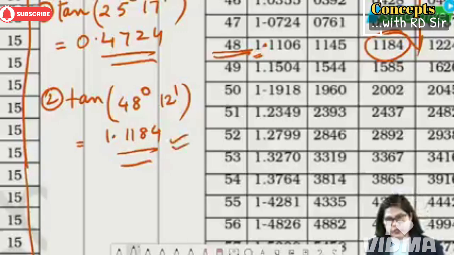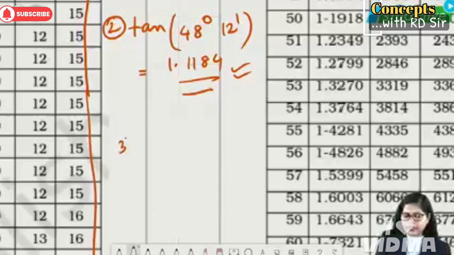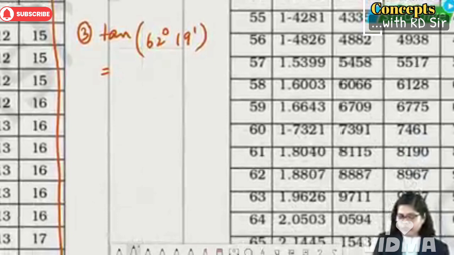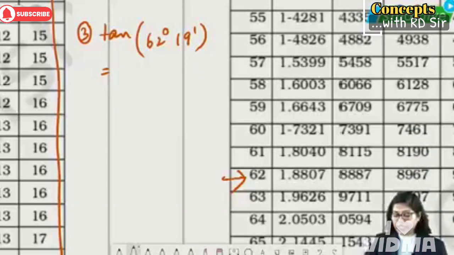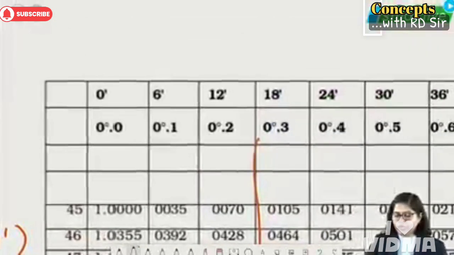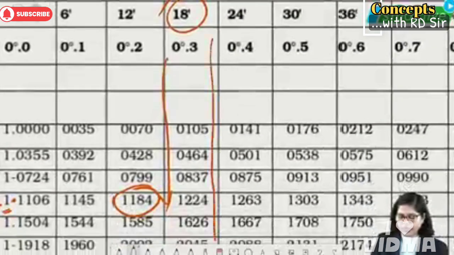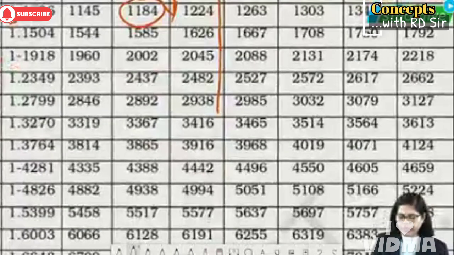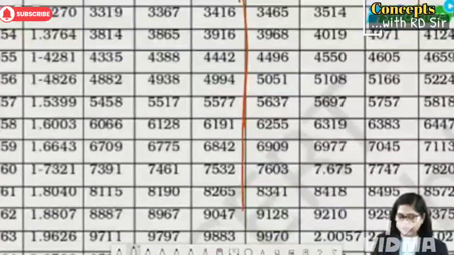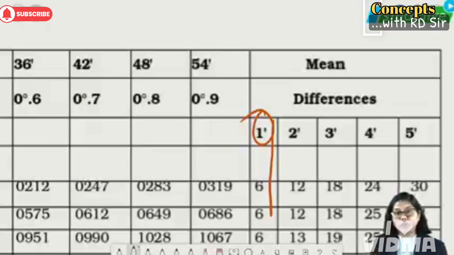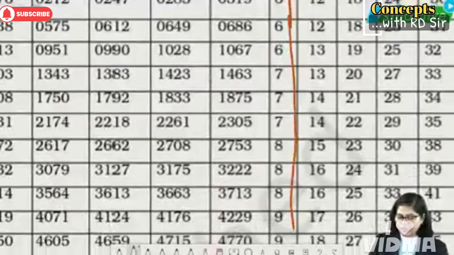Many students make mistakes over here, right? If the number is say tan of 62 degrees and 19 minutes, then 62 degrees we are going to check. For 19, where should we go? For 19 we are going to go 18, that is this particular value. 18 and which number we are going to take, students? 1, correct? 18 and 1. 1 is this particular. So we'll get 19.